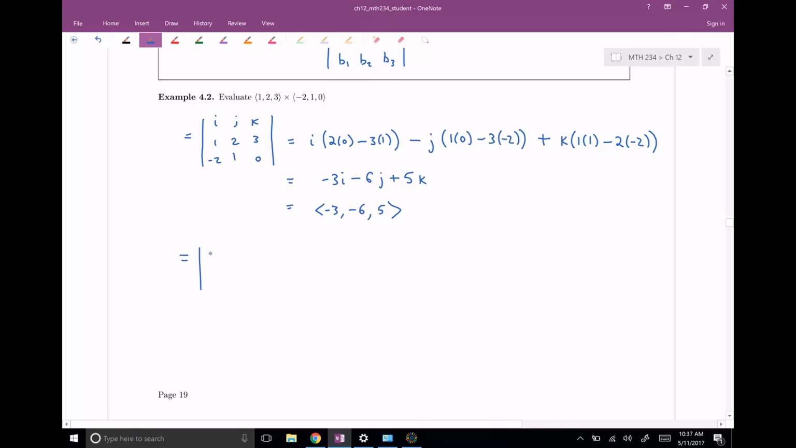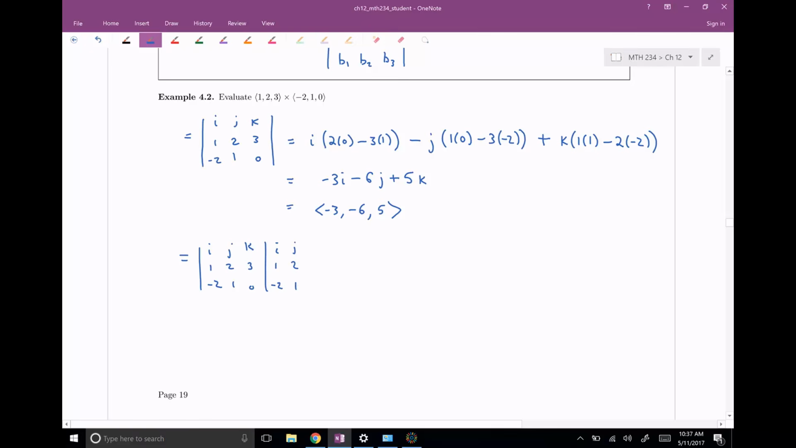calculate this determinant. So let me go ahead and rewrite this one more time. 1, 2, 3, negative 2, 1, 0. And this method is kind of like a crisscross method. It's very interesting. So the way that this method goes is that you repeat the first and the second column right next to the matrix. So I, 1, negative 2, j, 2, 1.